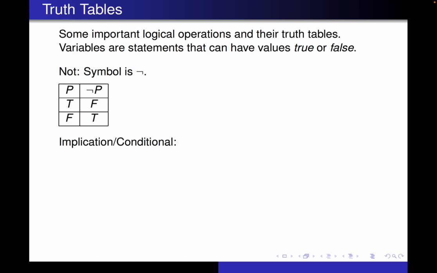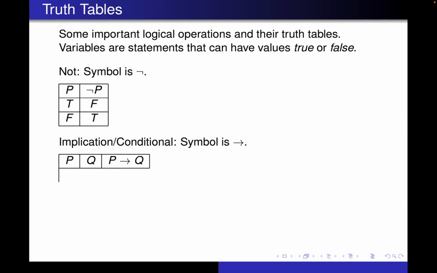We had the conditional statement, the if-then statement. That one we use an arrow going from left to right to indicate that. So if P and Q are our statements, then P implies Q is the same as if P, then Q. And remember, this one is almost always true.